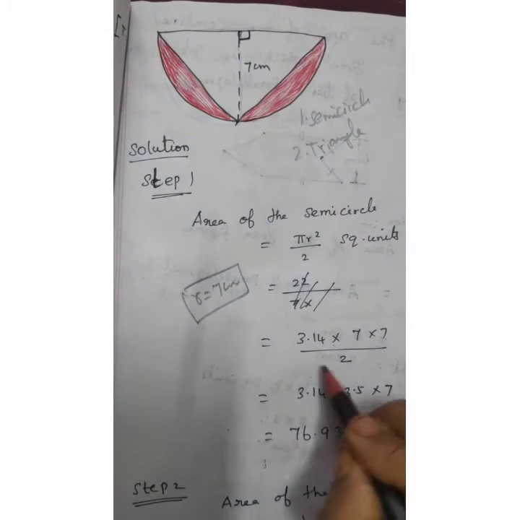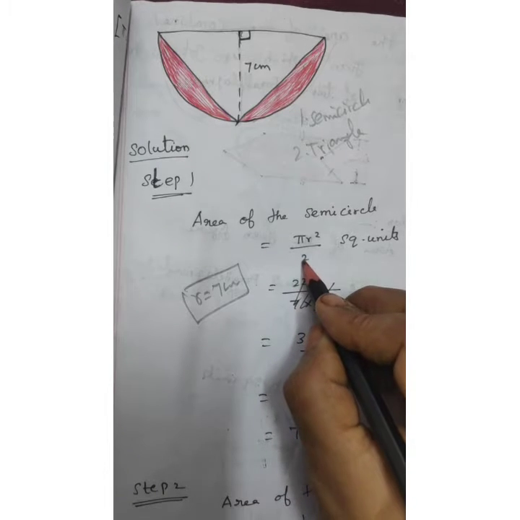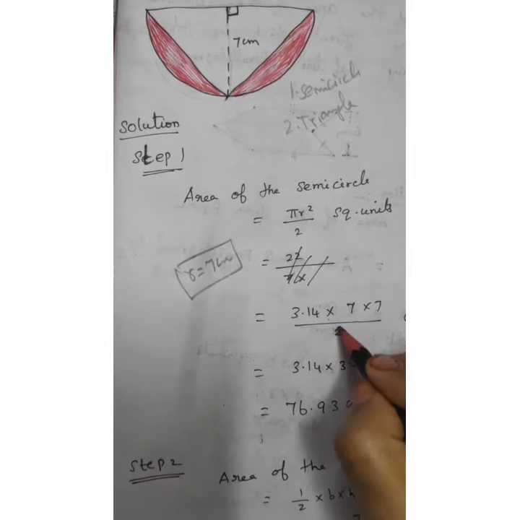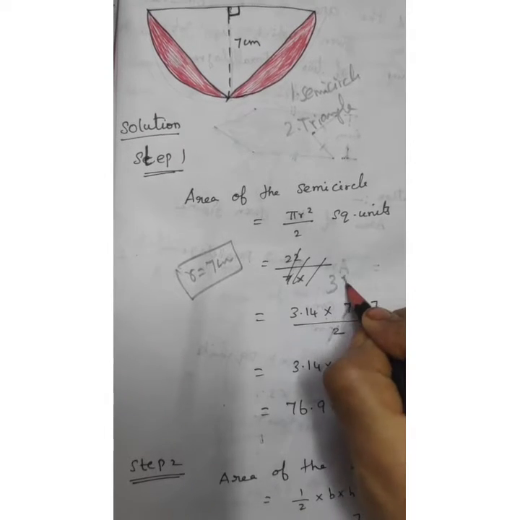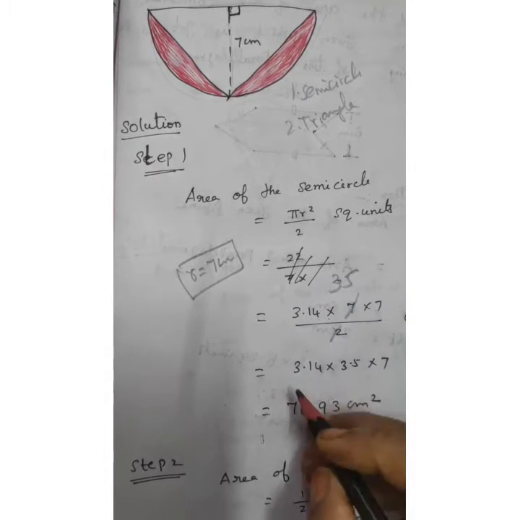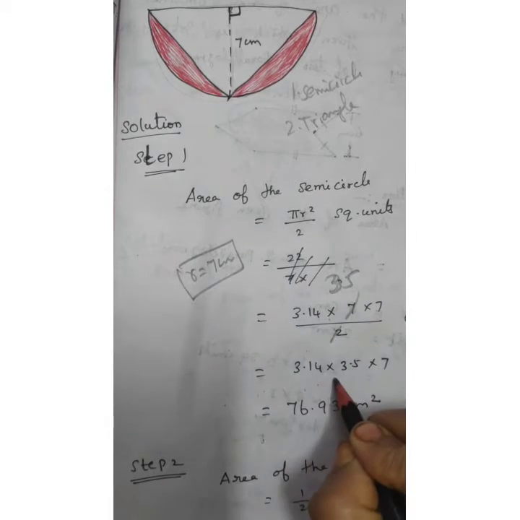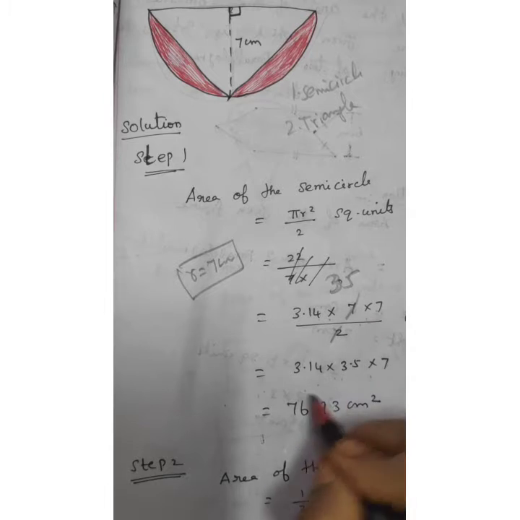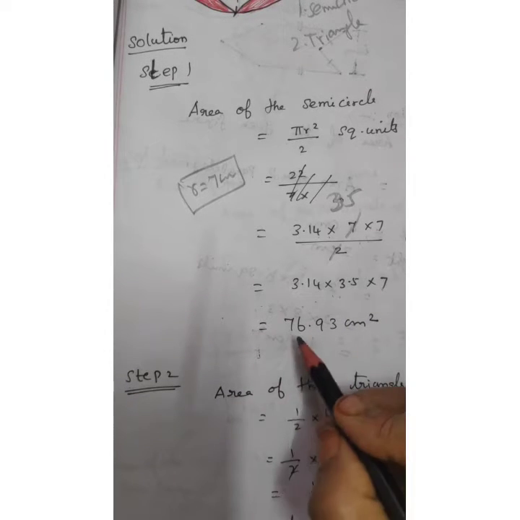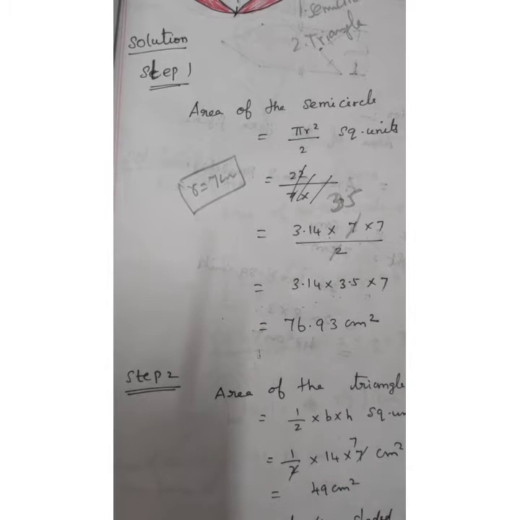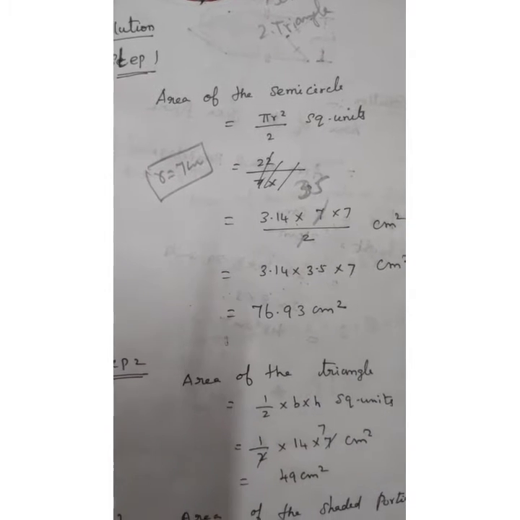So 7 into 7 divided by 2. From the formula, there is a by 2, you write. These 2 and 7 you strike out, 3.5. So 3.14 into 3.5 into 7, multiply and we get the answer equal to 76.93 centimeters squared.